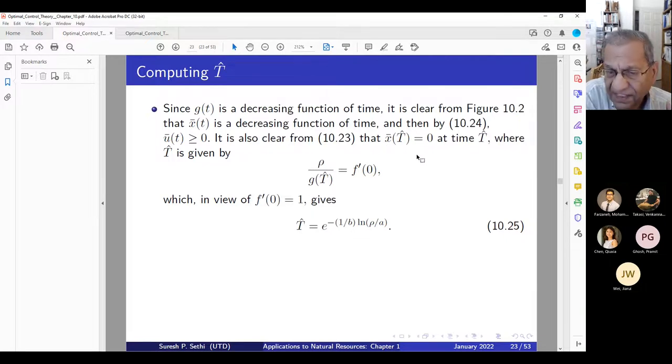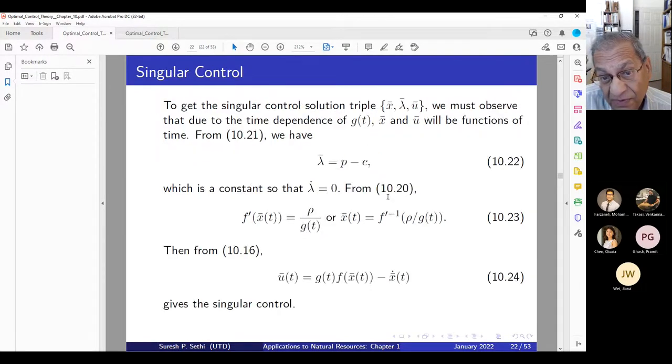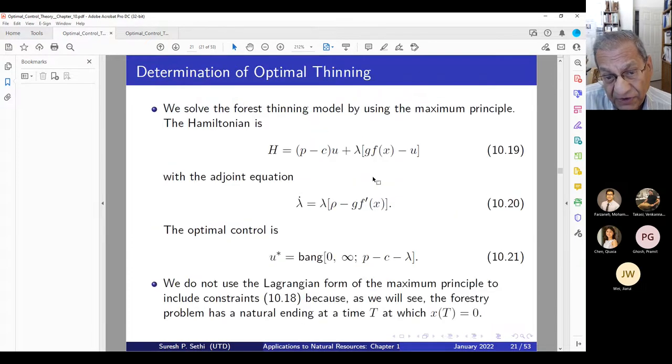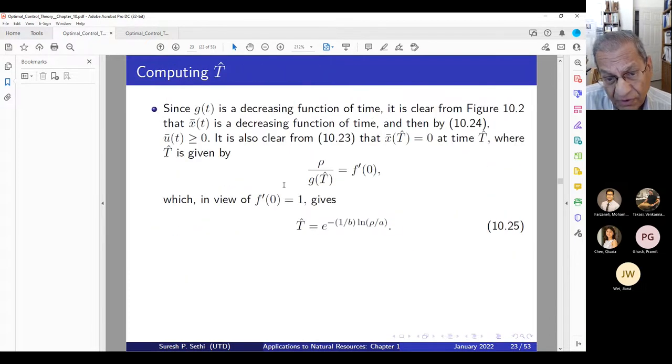The last tree will be taken out. And we also know that f prime zero is one from this formula. We have an explicit function, so we have f prime 0 equal to 1, and we put that in there. We also have an explicit g t hat, so we actually have a formula for t hat in terms of the parameters, which is nice.